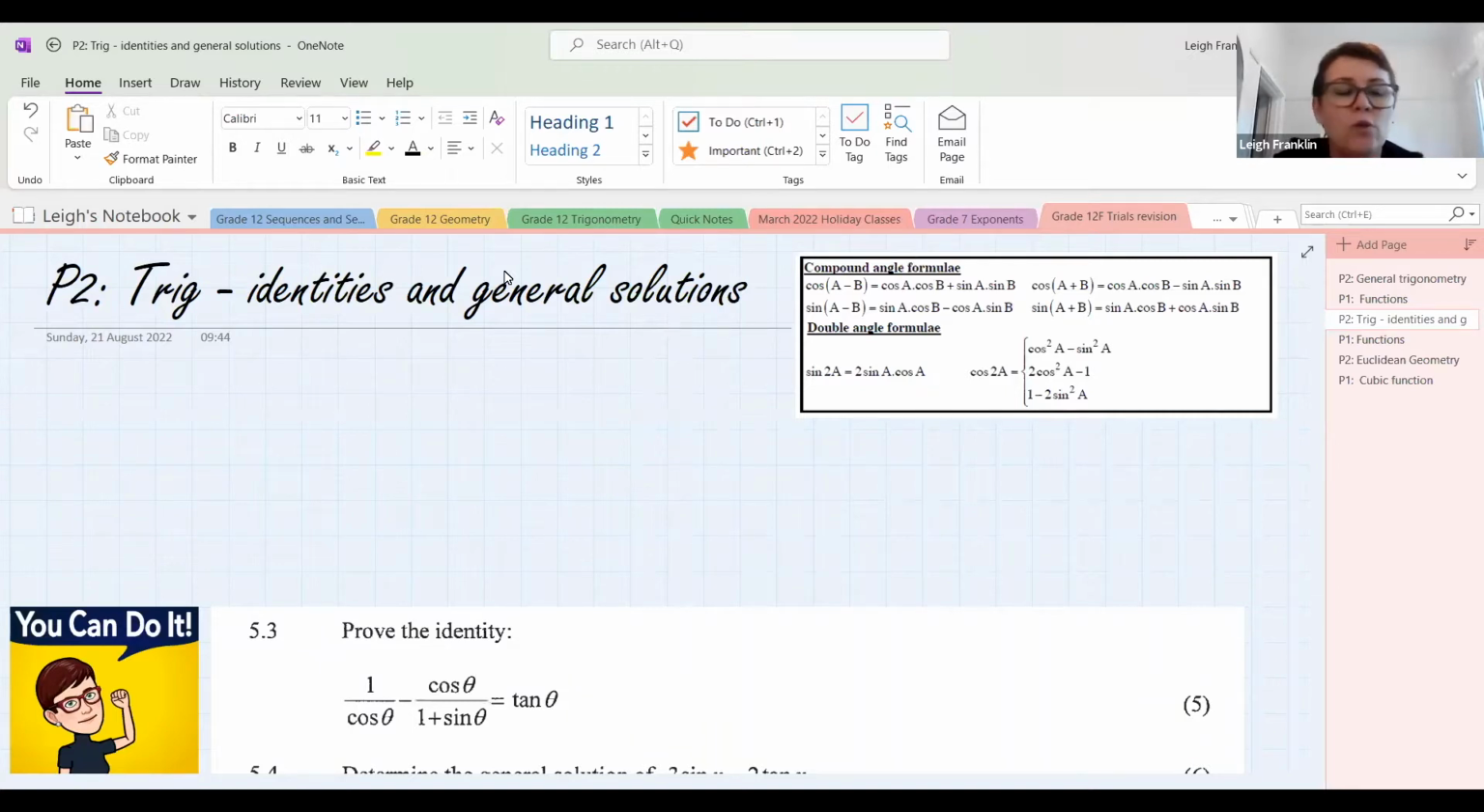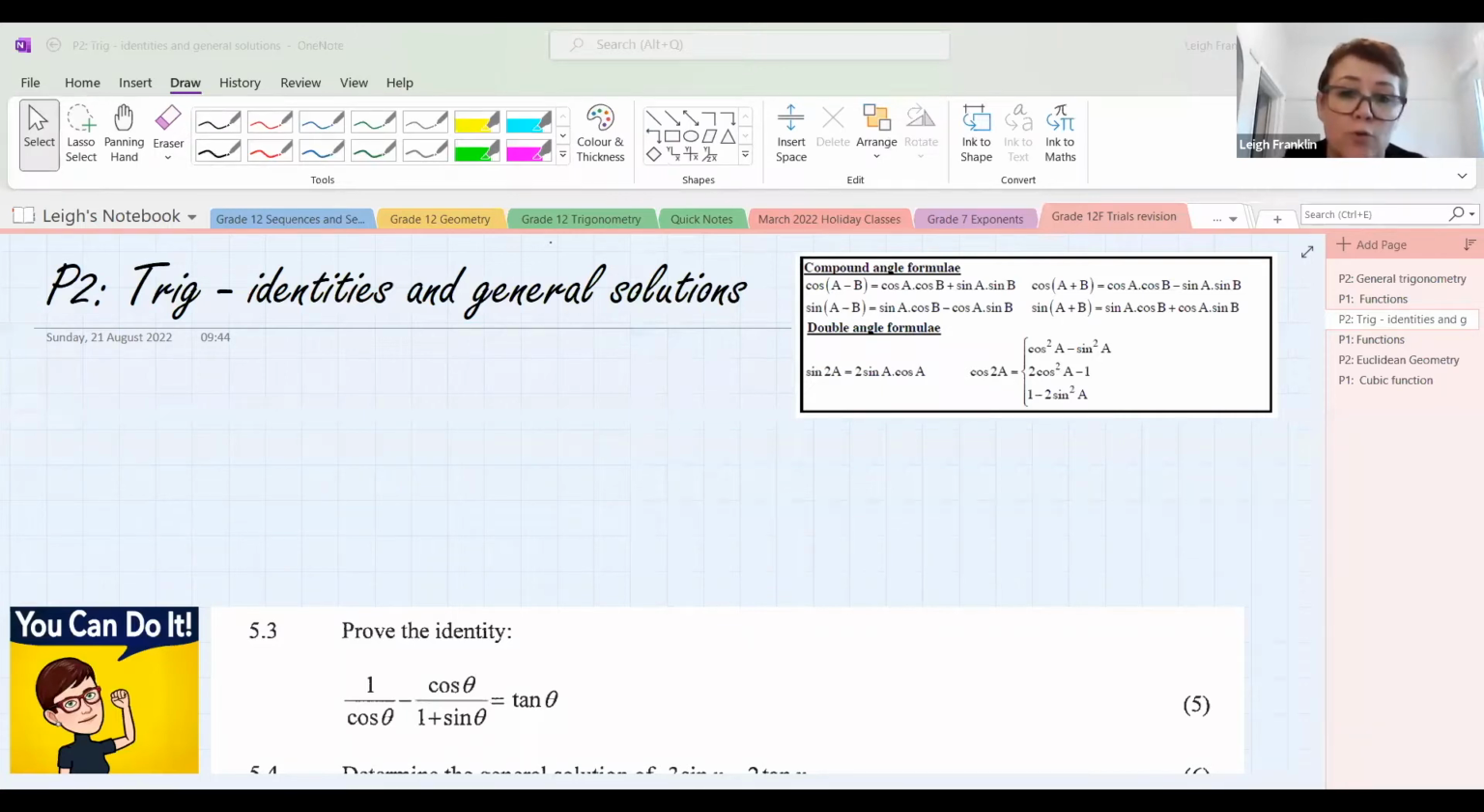When you are doing identities and general solutions, you obviously need to know your compound angle formulae and your double angle formulae. But the other things that are super important are the identities that you learned in grade 11. Those are not on your formula sheet. The compound angles and the double angles are on your formula sheet, but your grade 11 identities are not. You are expected to know and be able to use these in grade 12 as well. So I just wanted to revise that before we get started.